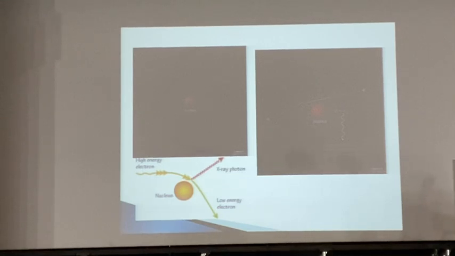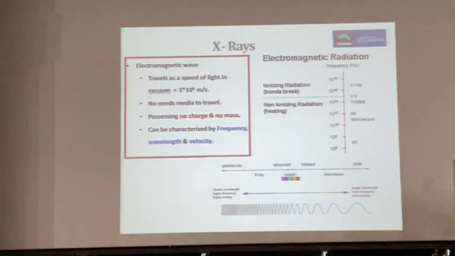Okay? Questions, comments? So X-ray, as I said, is called X because initially it was of unknown source. It is a type of electromagnetic radiation, travelling at the speed of light in a vacuum, which is about 3 multiplied by 10 to the power 8 meters per second. This is the speed of the X-ray.